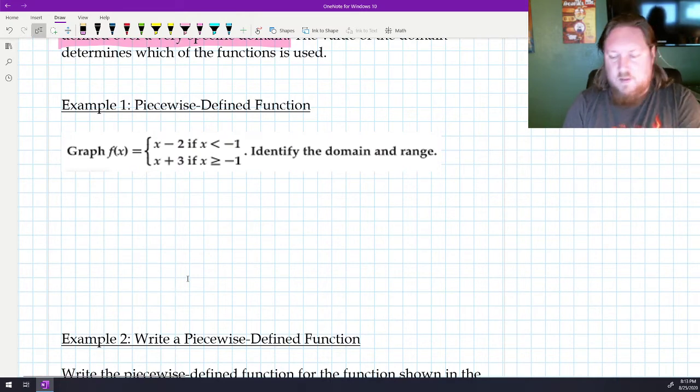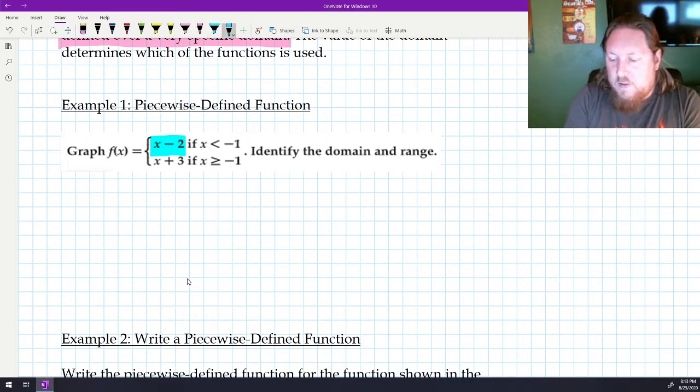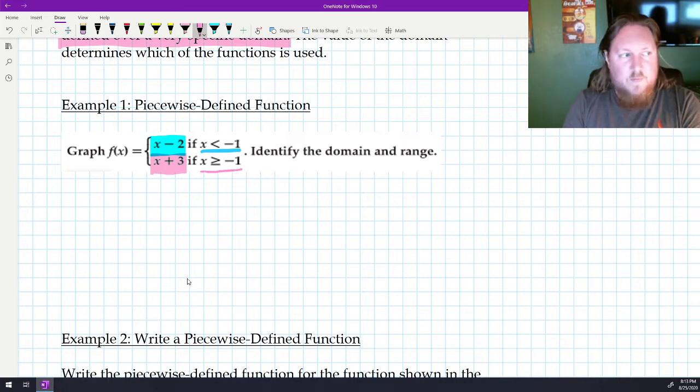Now, before I even start getting into the graphing, I'm going to highlight some stuff. If you notice, here we have the function x minus 2. So we're going to use the function x minus 2, but we're only going to use it for the x values that are less than negative 1. Then we have the function x plus 3, but we're only ever going to use that function for the x values greater than or equal to negative 1.